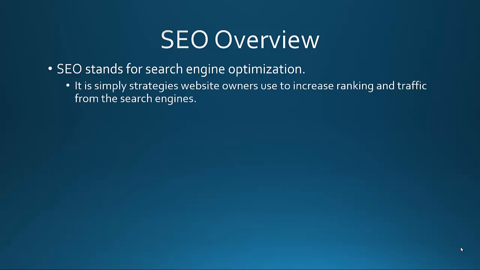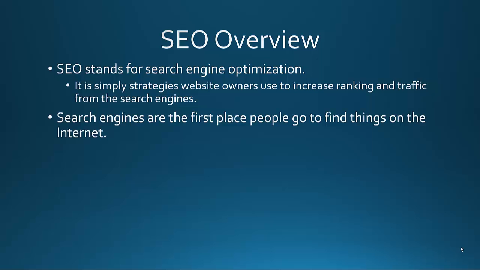Basically, search engine optimization, or SEO, is simply strategies that website owners use to increase rankings and traffic from the search engines. Search engines are the first place that people go to find things on the internet. Everybody pulls up Google, they go to Bing, they go to Yahoo. I mean, a phrase like "just Google it" has even become like a verb to people because they're so used to going to a search engine to find what they want. It doesn't matter if they're looking for something locally in their local area, if they're looking to purchase something, if they're looking for information on an event or a political candidate. People go to search engines for all kinds of things.